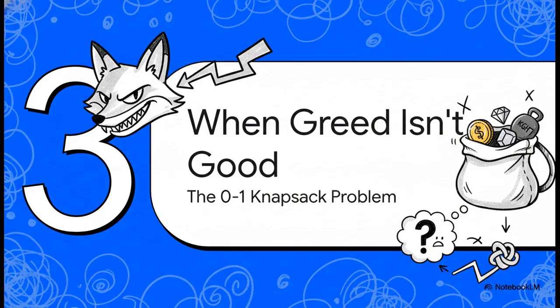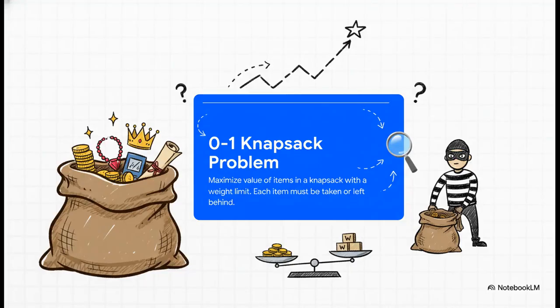And to really get it, we need to look at a situation where being greedy actually leads you down the wrong path. So let's think about this classic puzzle. It's called the 0-1 knapsack problem. Imagine a thief who wants to steal as much value as possible, but their backpack can only hold a certain amount of weight. And here's the rule. You can't take part of an item. You either take the whole thing or you leave it.